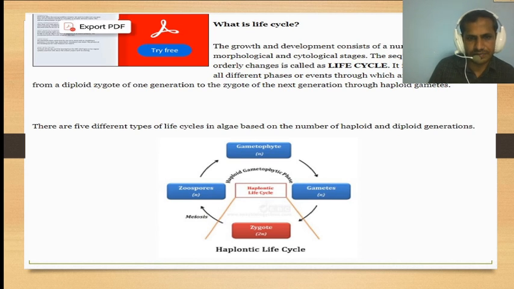For example, look at the diagram. That is a gamete. They can produce male gametes and female gametes. Only this fusion alone, okay. So the diploid sporophytic stage is restricted only to the zygote. After that, through meiosis, they can produce zoospores, which are also haploid in nature. So the entire life cycle is formed in the haplontic life cycle.